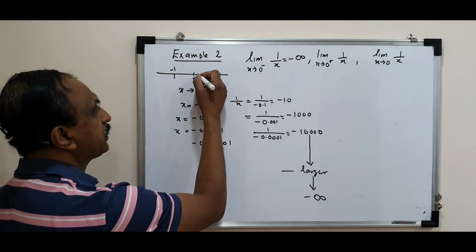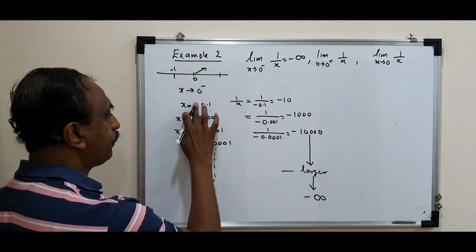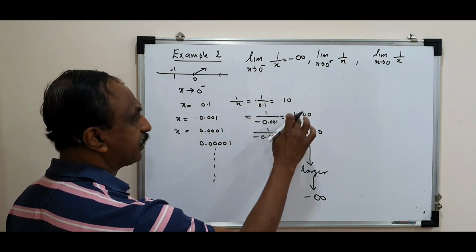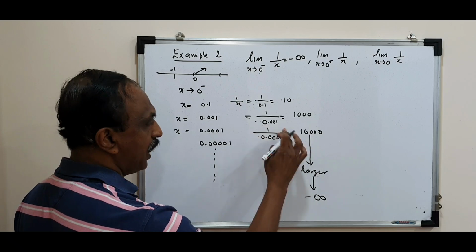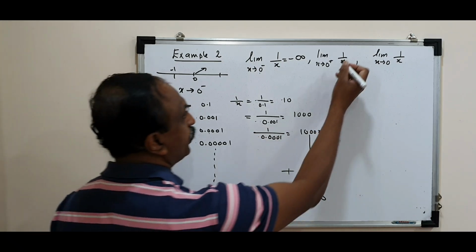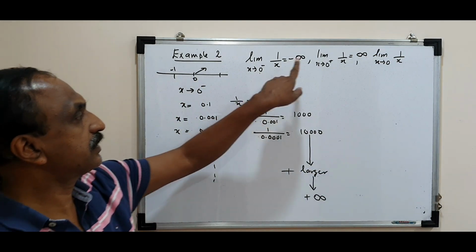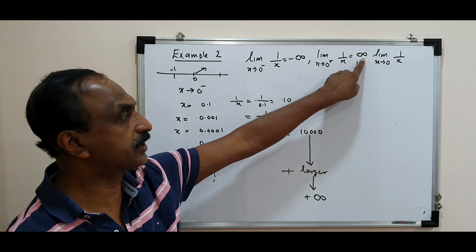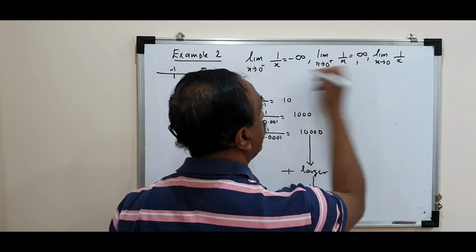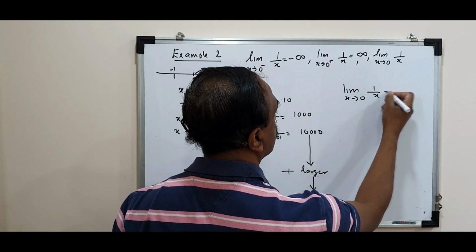Let's now take the next case when x tending to 0 plus. When it is 0 plus, I can assume the negative sign will go away. Naturally here it will be a very large positive number. So this will become plus infinity. So the left hand limit is minus infinity, the right hand limit is plus infinity. Therefore the left hand limit and right hand limit are not equal. So limit x tending to 0, 1 by x does not exist.